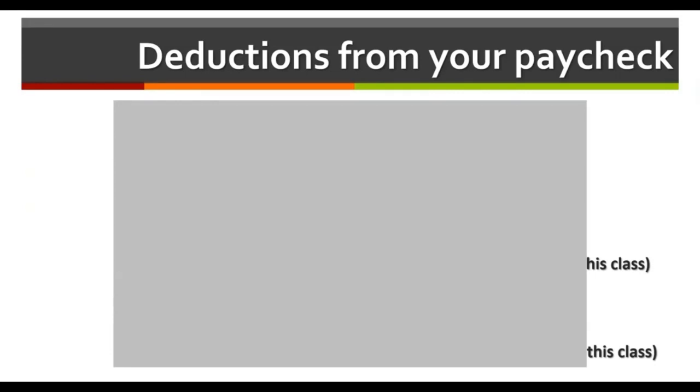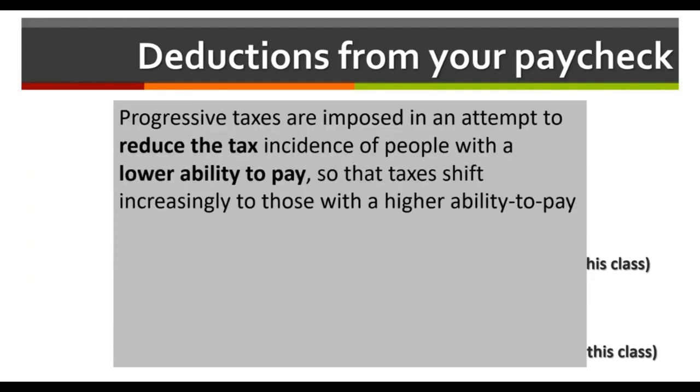Their ability to pay 20% of their income in tax is going to be much easier. So a progressive system is not based on equity or simplicity. It's based on fairness. Progressive taxes are imposed in an attempt to reduce the tax incidence, in other words, the amount of tax that people have to pay as their ability to pay is lower. So a low ability to pay, meaning a low income level, means that you pay a smaller percent of your earnings in taxes. Those who have a very high level of earnings have a higher ability to pay taxes, and so we ask that they pay more into society.